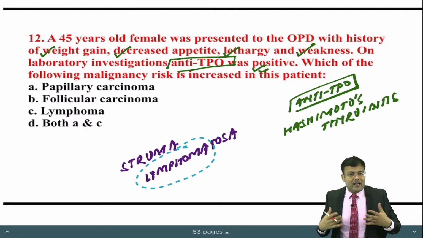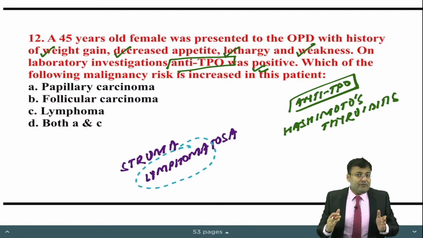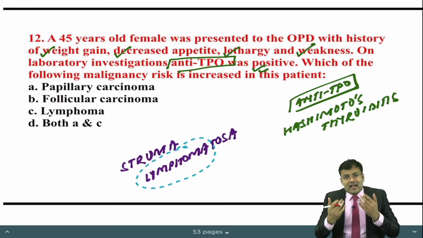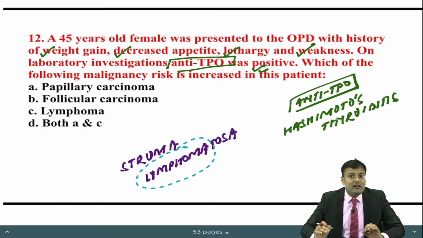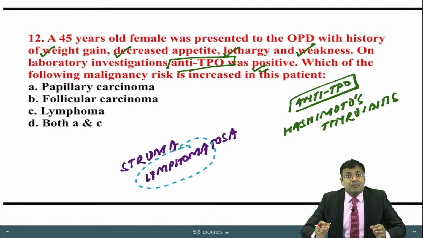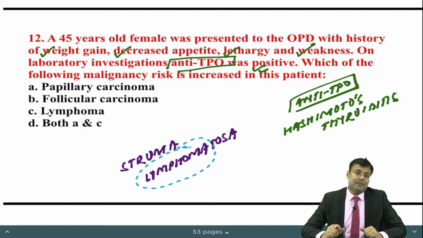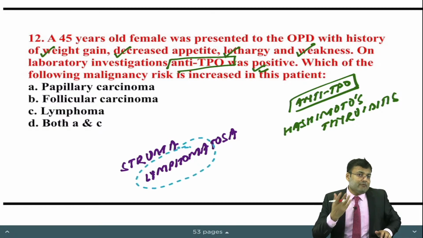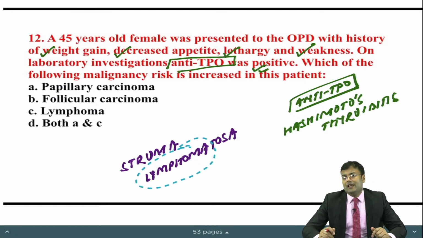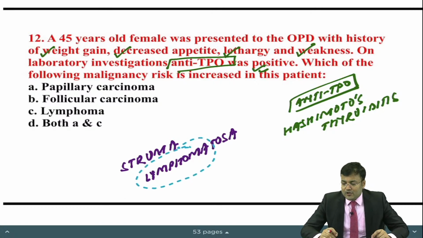Simple. So what happens in Hashimoto's thyroiditis? There is CD4 mediated CD8 cytotoxicity. Because of that, there is permanent destruction of thyroid follicles. And if there is permanent destruction of thyroid follicles, what's the problem? The patient is going to develop permanent hypothyroidism. And if the patient develops permanent hypothyroidism, we have to give levothyroxine lifelong. Sometimes there is suspicion of malignancy, and which malignancy? Either there is lymphoma or papillary carcinoma thyroid.